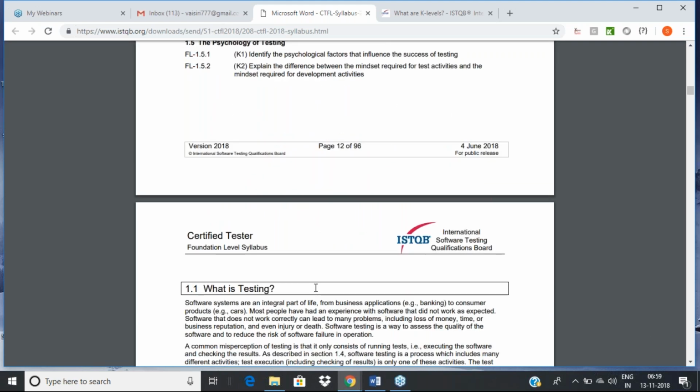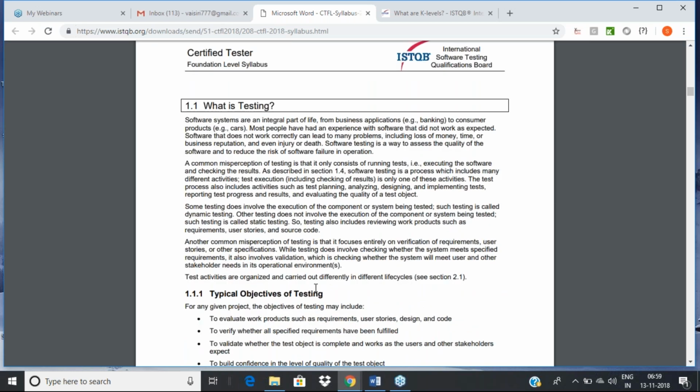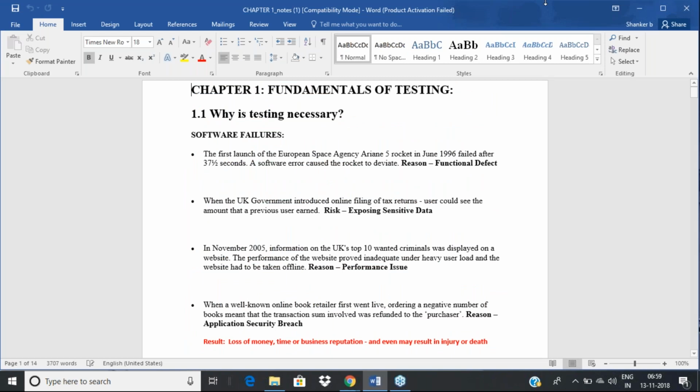Okay. There'll be a few notes as well, which they'll give. But apart from this, I have my own notes prepared, in terms of a document. So I'll give you all that.